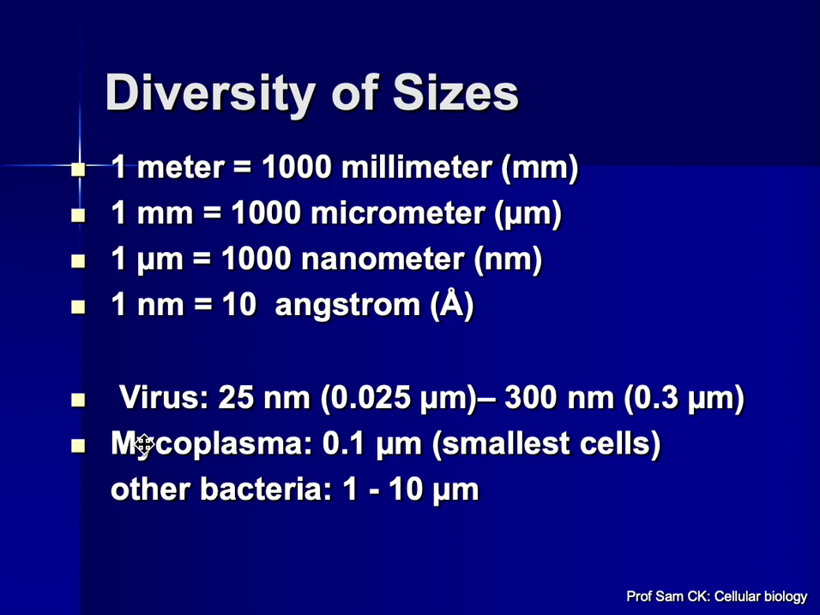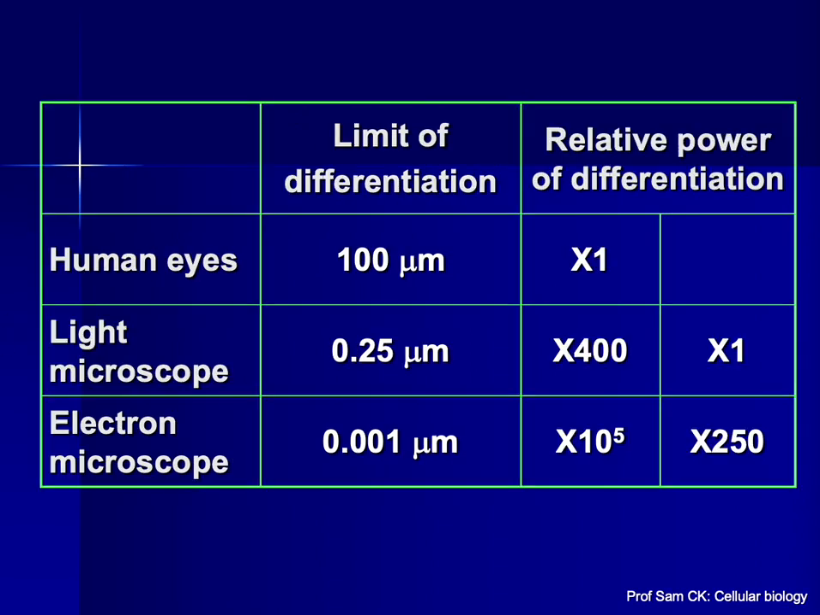The smallest living organism is the mycoplasma, which has a size of 0.1 micrometer, whereas bacteria can sometimes go up to 10 micrometer. So cells and organelles are mostly defined by this unit, micrometer or micron. Our naked eyes can differentiate up to 100 micrometer, and if we take this as a relative power of differentiation equivalent to 1, the light microscope can differentiate up to 0.25 micrometer, which is 400 times more powerful than our vision.